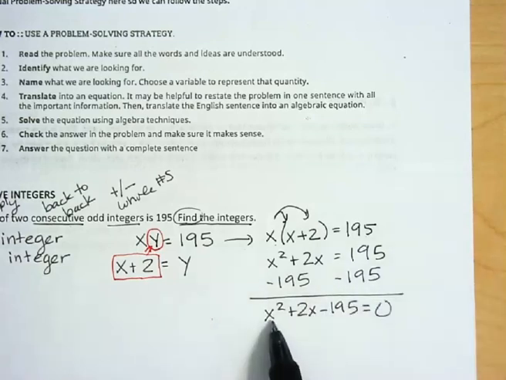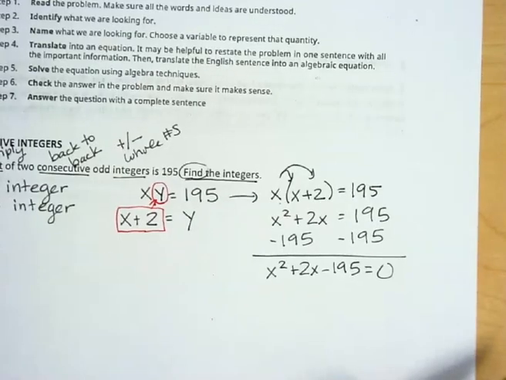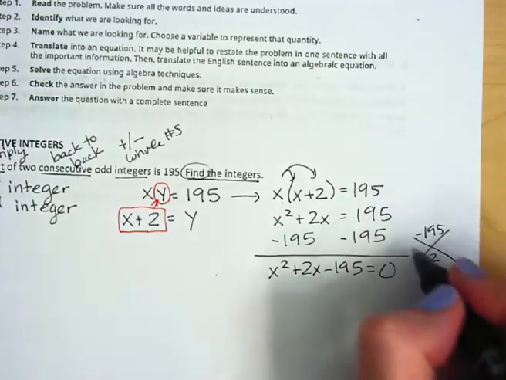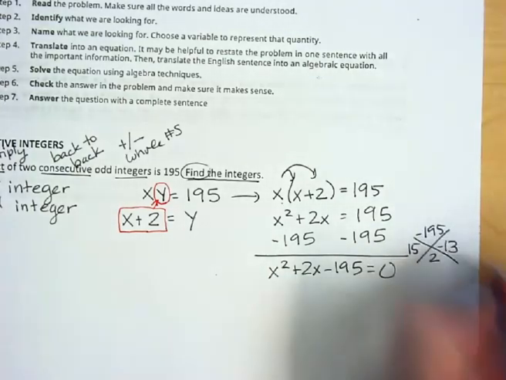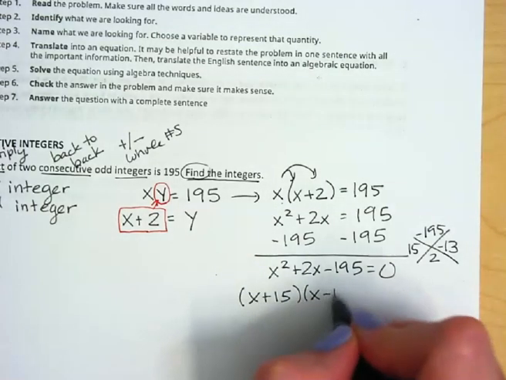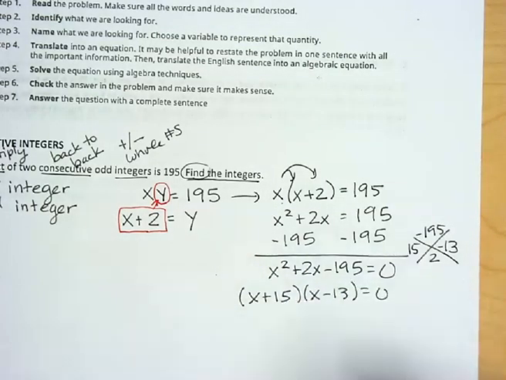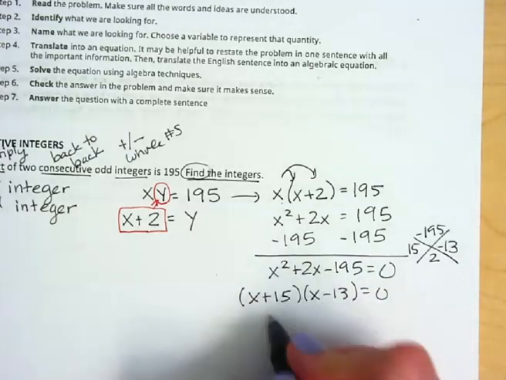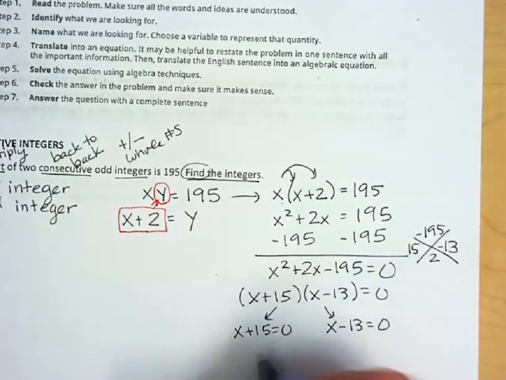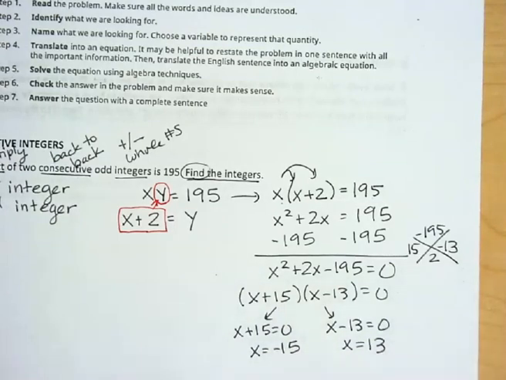Now I'm going to factor this trinomial using my cross. What multiplies to negative 195 and adds to 2, and the answer is 15 and negative 13. So I'm factored. I set my factors equal to 0. This is our zero product property. And solve them. So x equals negative 15, x equals positive 13.